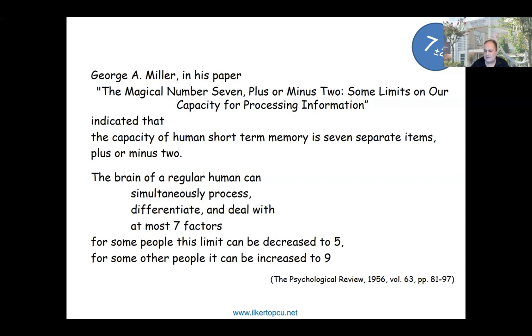But normally it is 7, and that's why if you are using the AHP model, analytic hierarchy process, in a level, you shouldn't have more than 9. You are not advised to use more than 9 elements. Or in analytic network process, in a cluster, you are not advised to use more than 9 elements. This 9 is coming from this 7 plus minus 2.